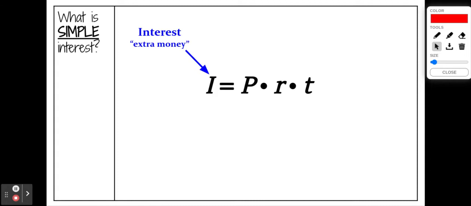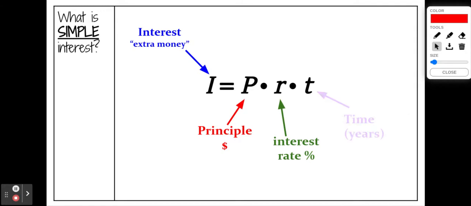Now, in order to find that interest, you take P times R times T. So what is P, R, and T? Well, the P is the principal. That is your starting amount of money. The R represents the rate, your interest rate, and that's going to be given to you as a percent. And the T represents time. Time is always in years. If you multiply the principal times the interest rate times the time, you will find simple interest.